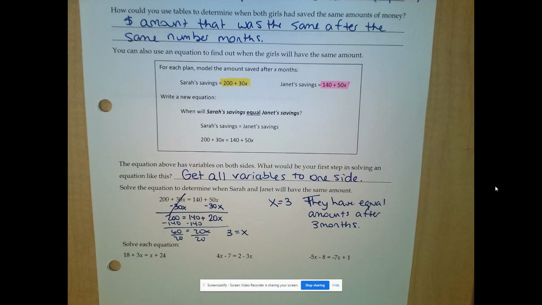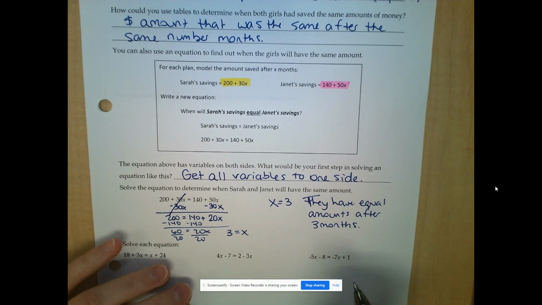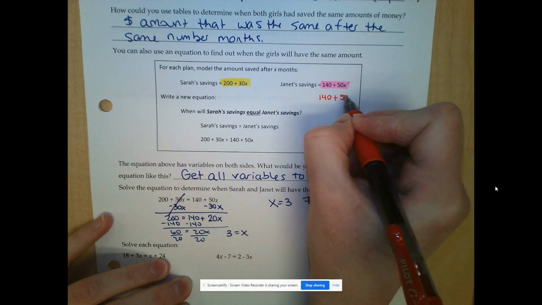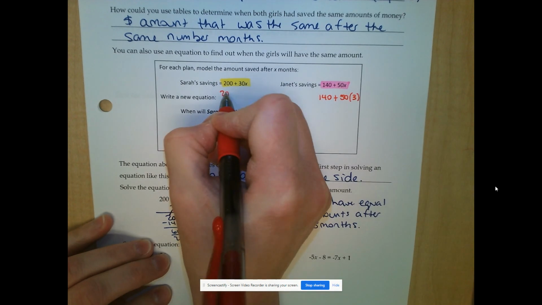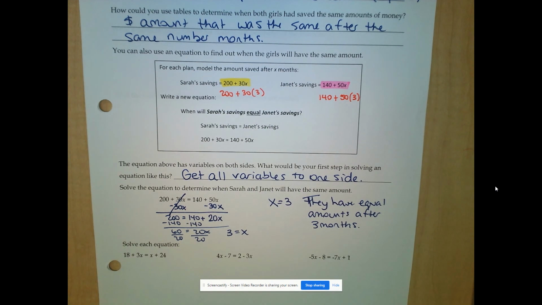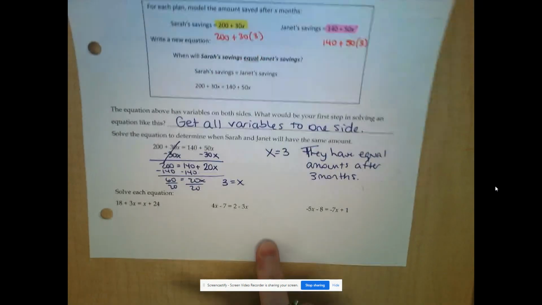If you also wanted to know how much they have, you could pick either of them and say, what is 140 plus 50 times 3? Or what is 200 plus 30 times 3? And that would give you the amount that they both have. So let's put this into practice.